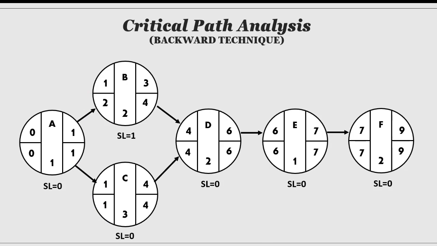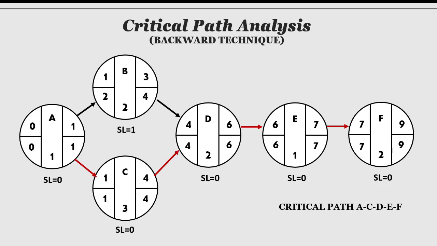Furthermore, we can calculate the slack time, which is the length of time an activity can be delayed without delaying the entire project, namely the latest start minus the earliest start, or the latest finish minus the earliest finish. Thus, a critical path can be determined, namely a series of activities with 0 slack. In this case, the critical path is A, C, D, E, F.